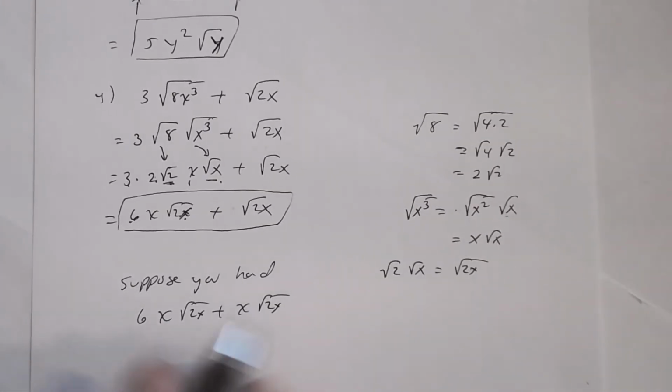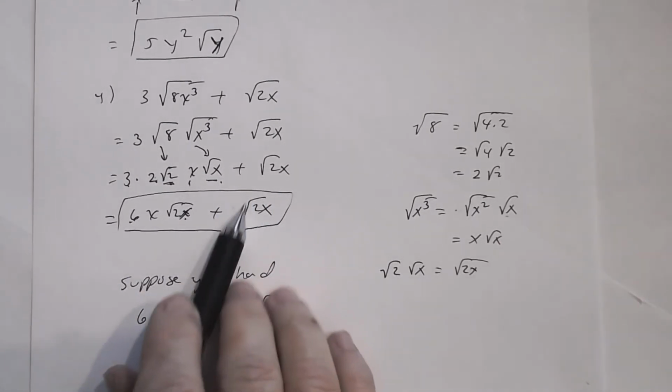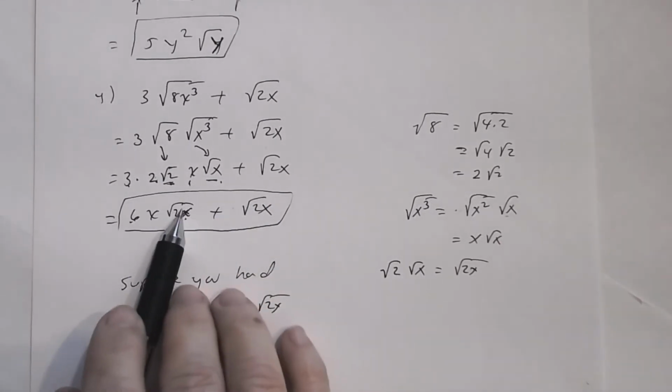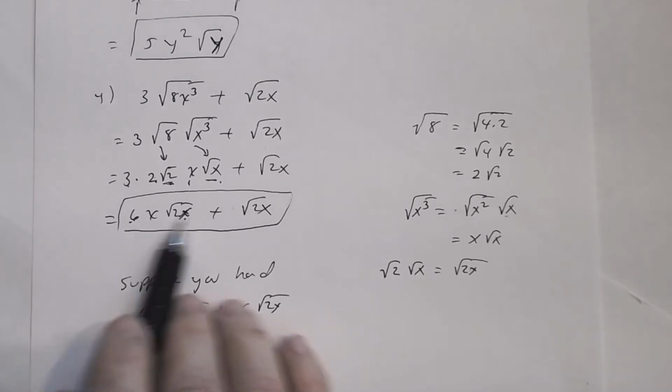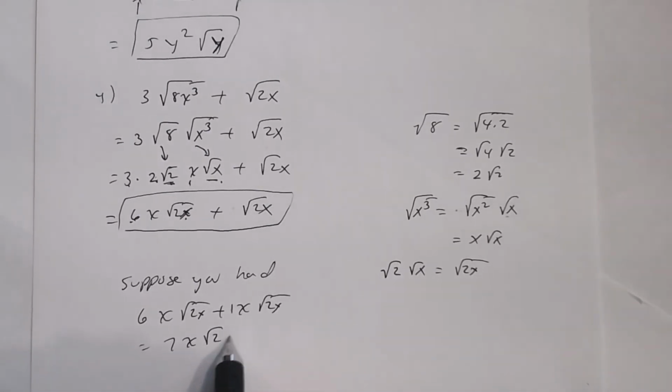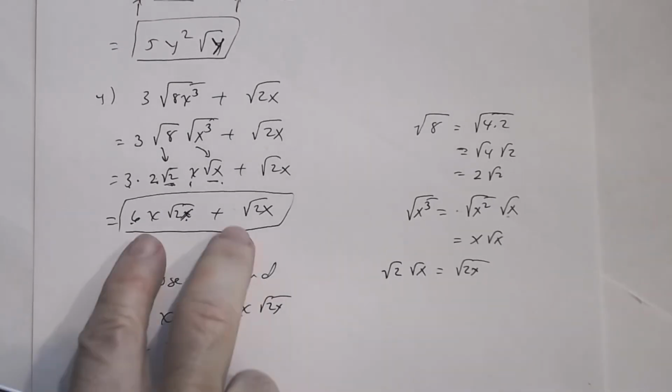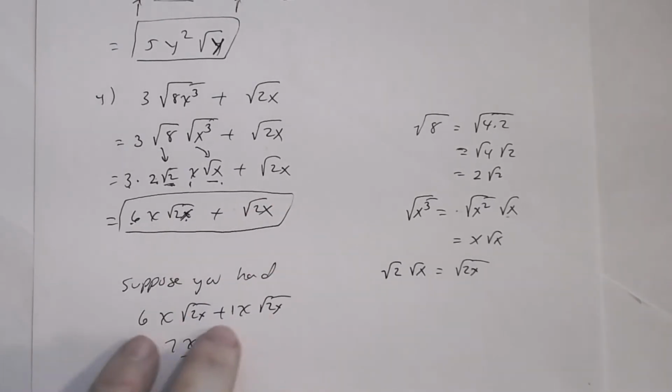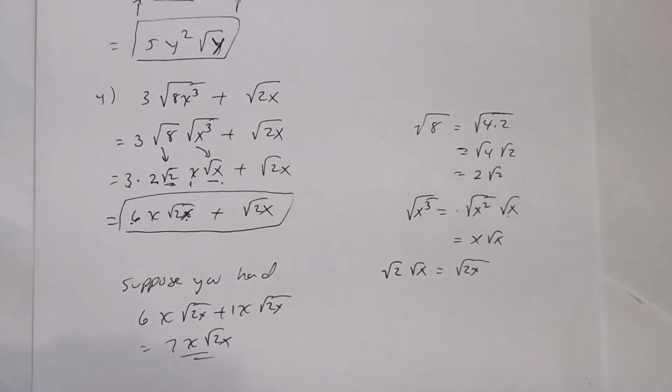But over here, you could not combine those because this has a square root of 2x, this has square root of 2x, but you have that extra factor of x, and this does not. So this would be your answer. But if you had this, then this would be 6 plus 1 is 7, so it would be 7x square root of 2x. That would be the answer there. Okay? All right, so know when you can combine, and when you cannot. All right, let's do number 5.